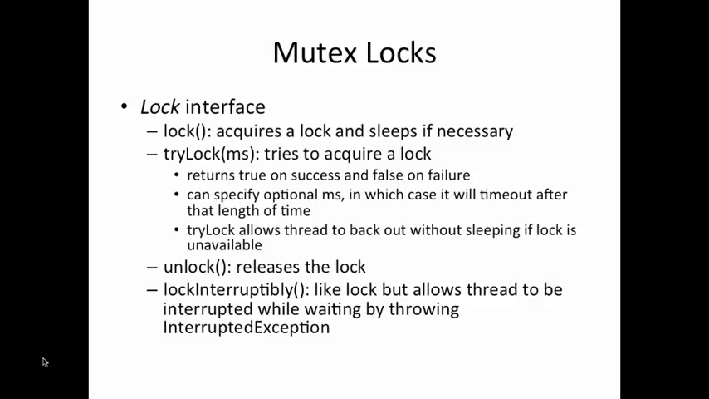What makes this a better locking mechanism is the tryLock command, because that allows you to try to acquire a lock and to back out after a certain number of milliseconds. This avoids deadlock in the situation where someone else also has a lock that you're trying to get, and you don't want the two of you mutually holding locks that the other one wants. So tryLock returns true on success, false on failure, and unlock will allow us to release the lock when we're done with it.